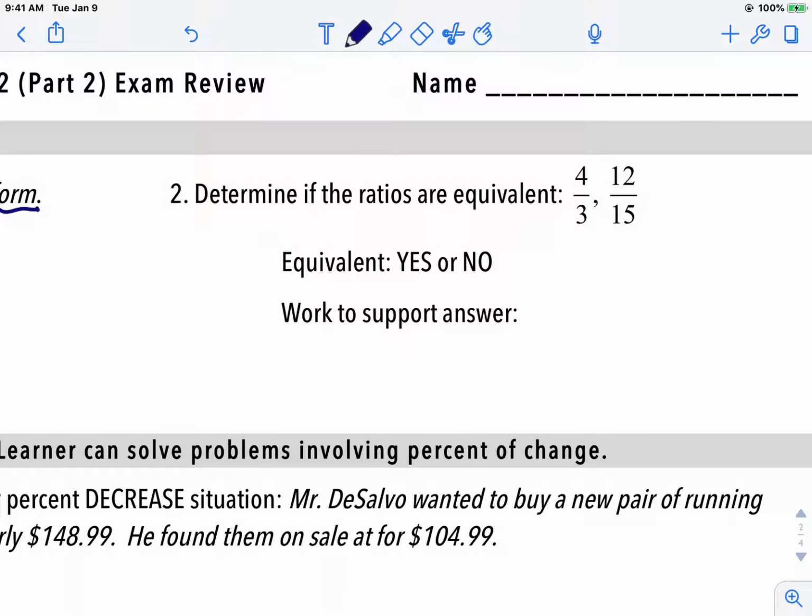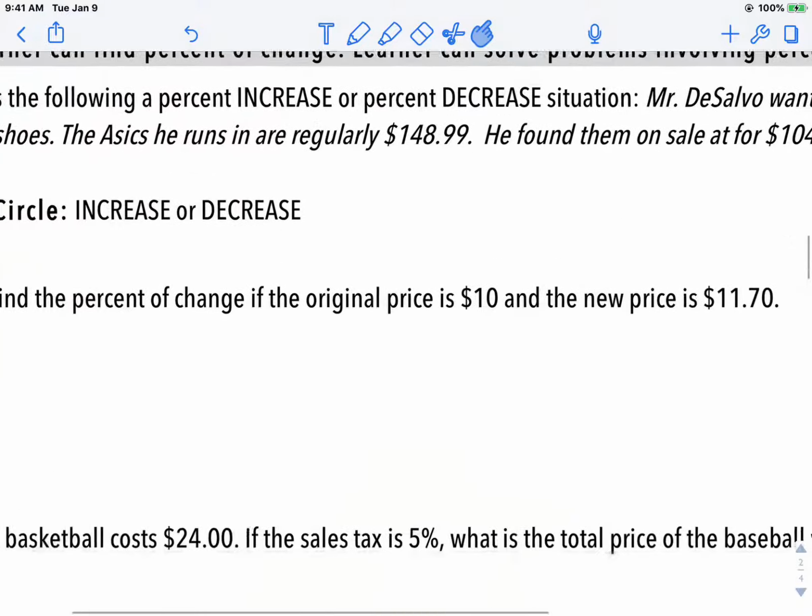To determine if two ratios are equivalent, you have a couple ways to do it. Some of you like to turn those into decimals, 4/3 and 12/15. Some of you like to put that into a proportion and use cross products to see if 4 times 15 equals the same thing as 3 times 12. And some of you liked getting equivalent fractions, denominators-wise, turning both of them into 15ths. So be sure you show some work to support your answer and go back and listen to those 3 ways to decide yes or no, and then how to show some work.